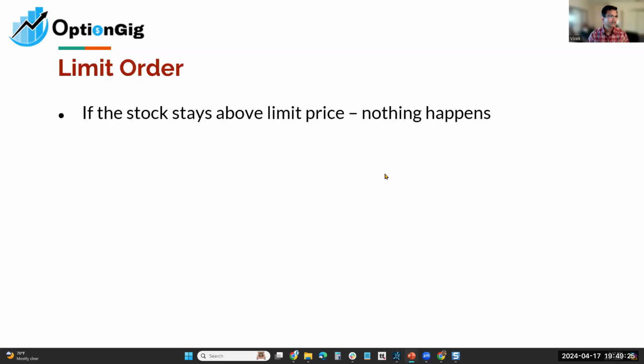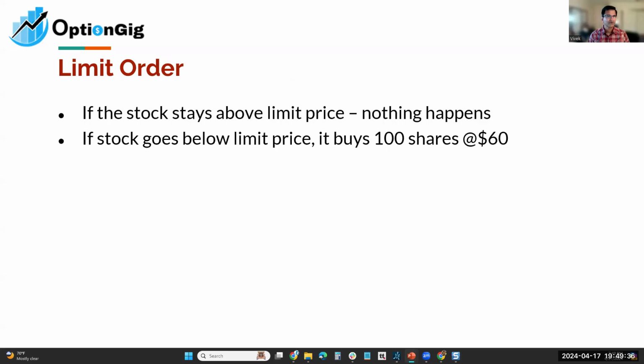In the example I took, if the stock stays above the limit price, nothing happened. Your portfolio, I mean, if you had $6,000 cash, you still have $6,000 cash. If the stock goes below the limit price, your order gets executed, $6,000 moves out of your account, and you get 100 shares of PayPal.